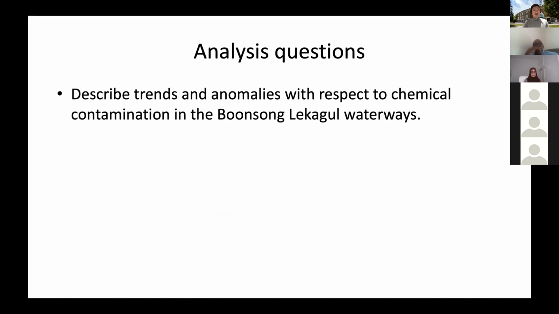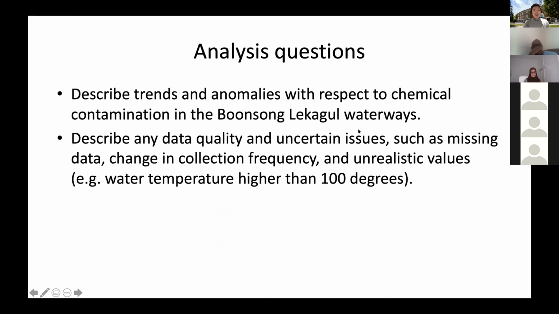Okay, and so your job in terms of the actual analysis is to use visualization to see if we can find any trends or anomalies in the measurements of different chemicals, temperatures, and other measurements about the waterways. And then discover and describe any data quality issues, for example missing data, or data that seems to not be correct. For example, we have water temperature higher than 100 degrees, which should not be possible in a natural environment.